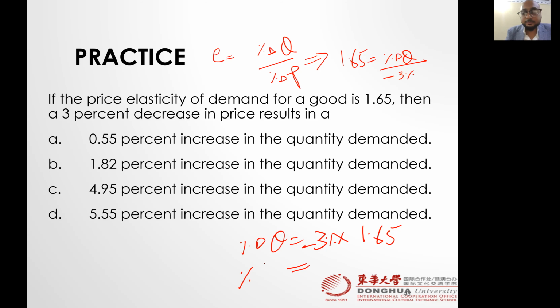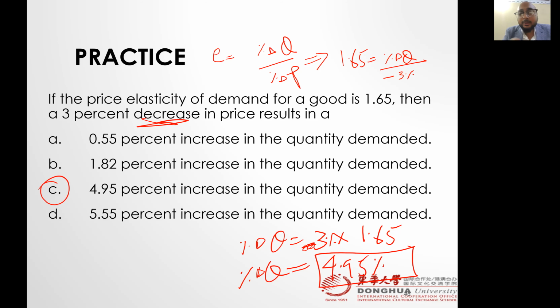C. 4.95%. Ignore the negative sign. And why is that? Because the relationship between price and quantity is negative. So the answer is, if price decreases, then quantity must increase. How much? 4.95%. Use the logic here.